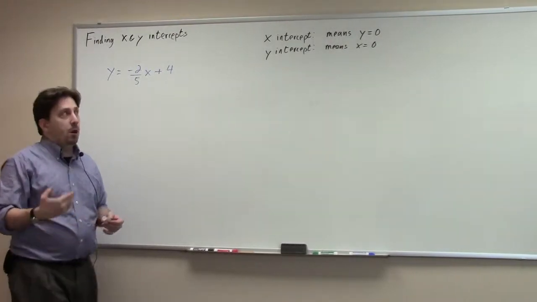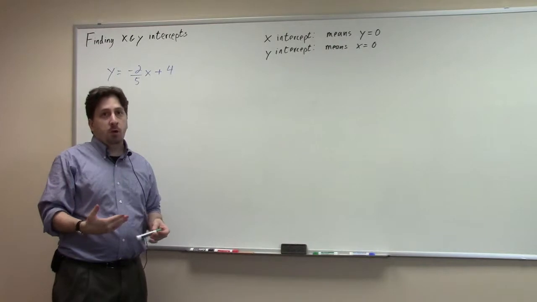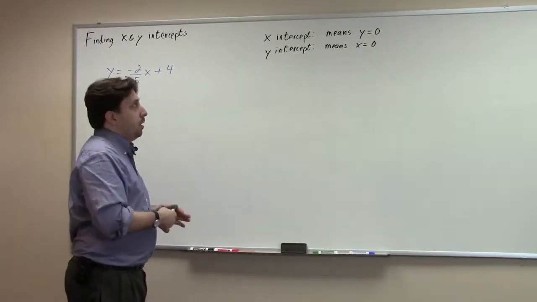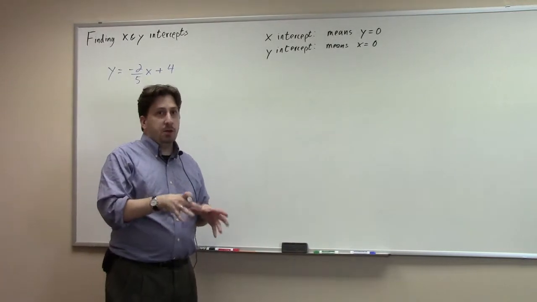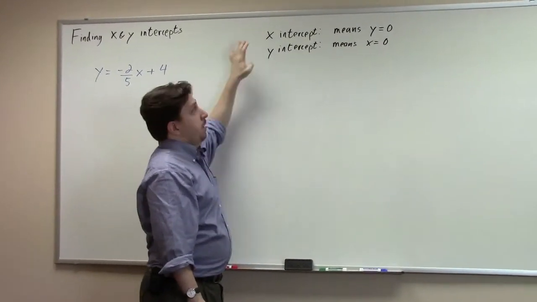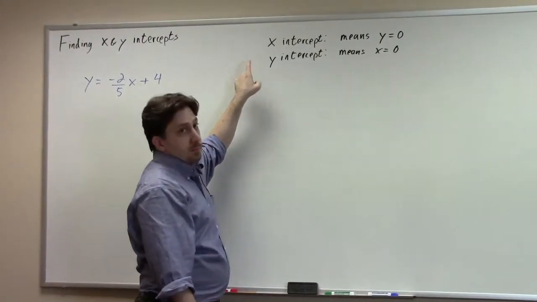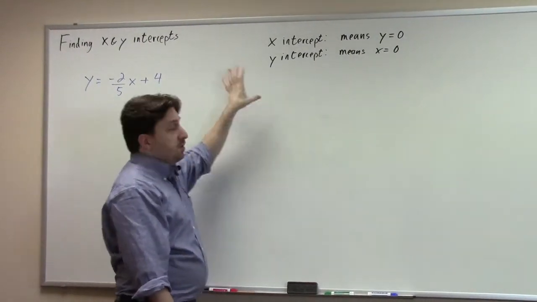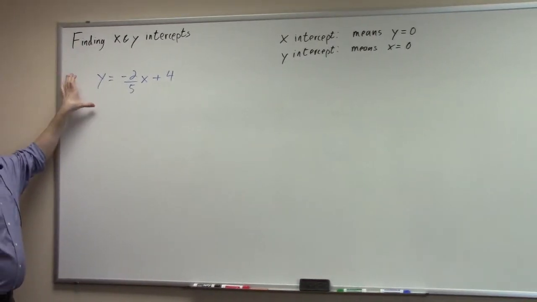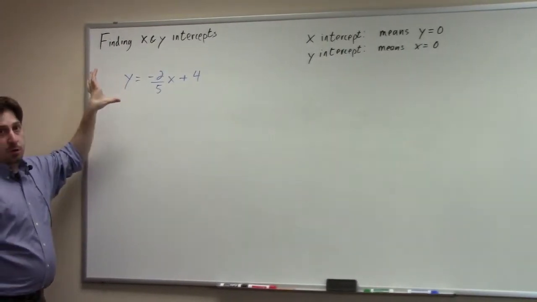So in this video, I want to do another example where I'm finding the x and y intercepts. Again, remember the essential idea here is that when you're looking at your x-intercept, that means that y equals 0. And when you're looking at your y-intercept, that means that x equals 0. So in this case, I'm going to be dealing with a slightly different equation for a line. I've got y equals negative 2/5 x plus 4.